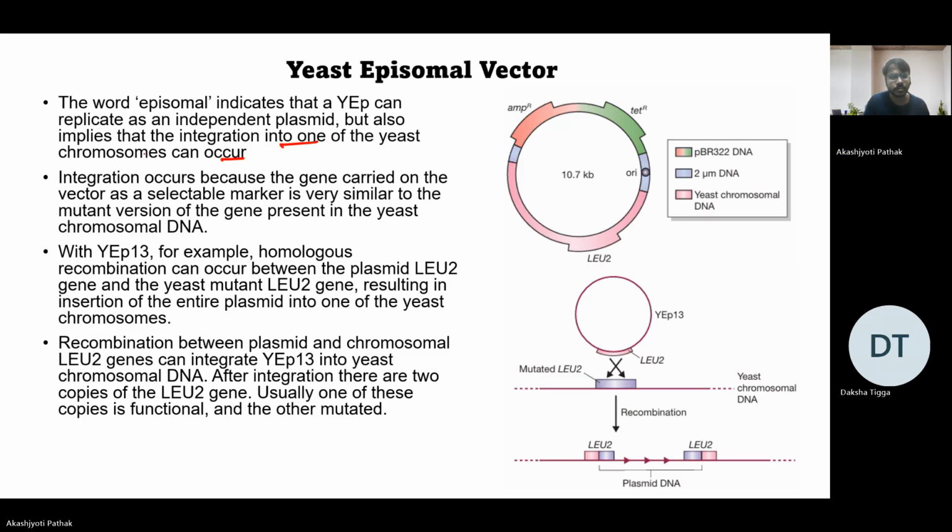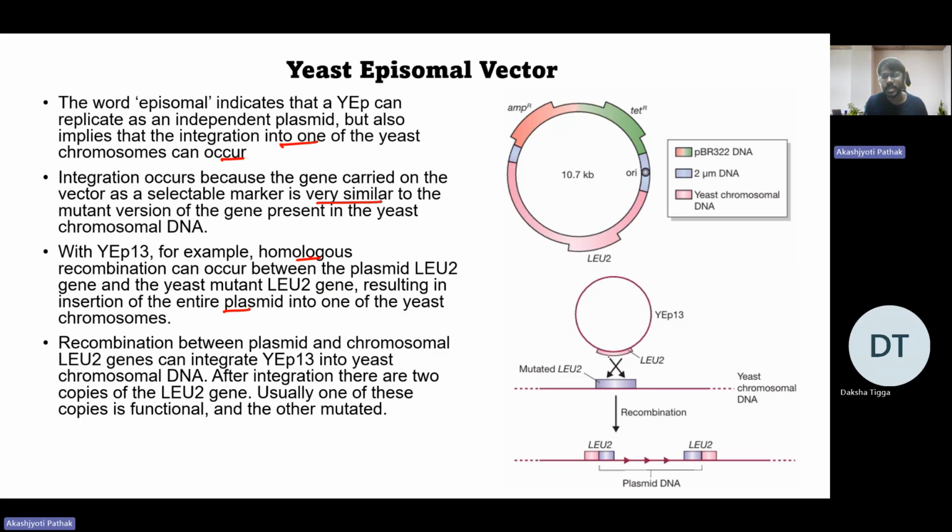Okay. And your yeast episomal vector will also have this leucine gene, but this leucine gene is normal. Now, because of this, what will happen? Because it is very similar, homologous recombination can take place. Homologous recombination can occur between the plasmid leucine 2 gene and the yeast mutant leucine 2 gene, resulting in the insertion of the entire plasmid into one of the yeast chromosomes.